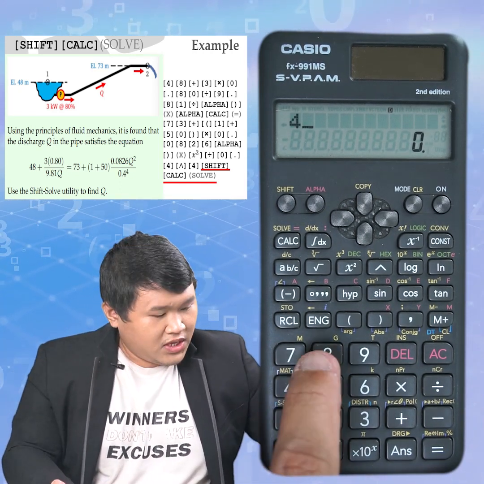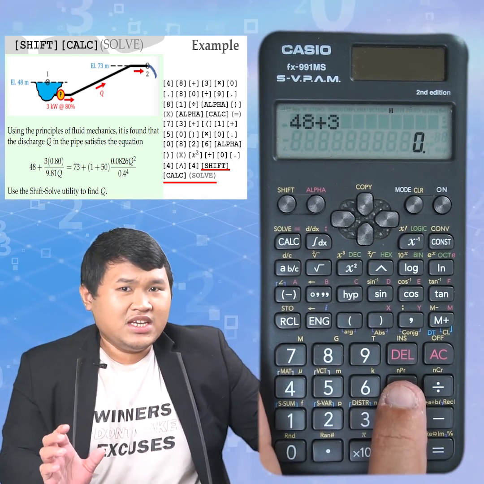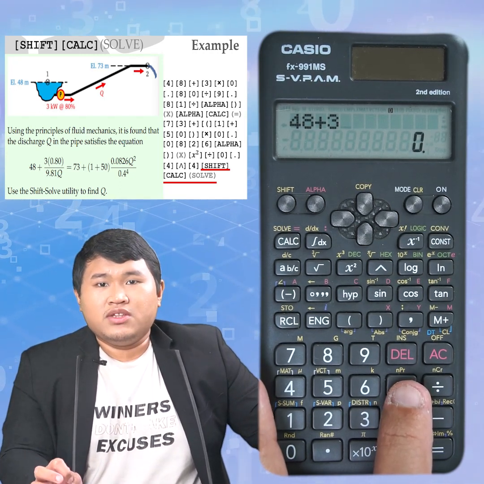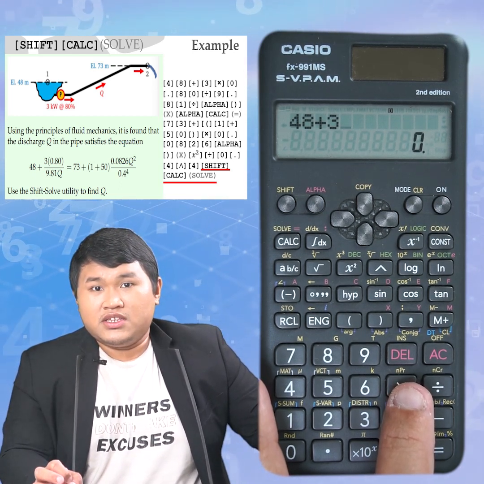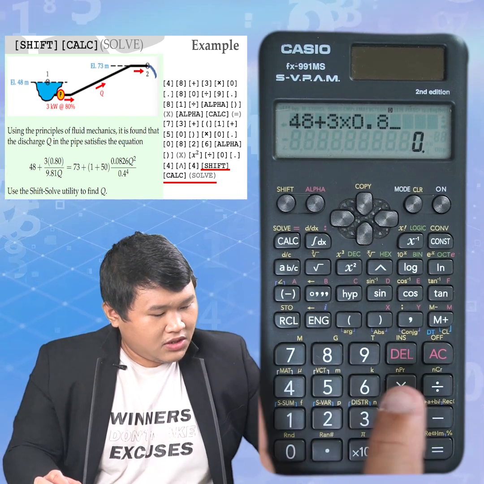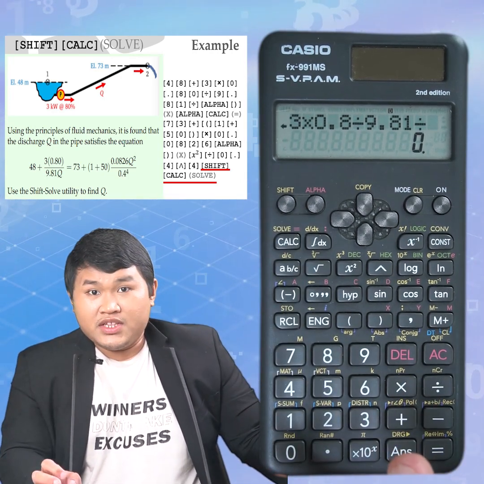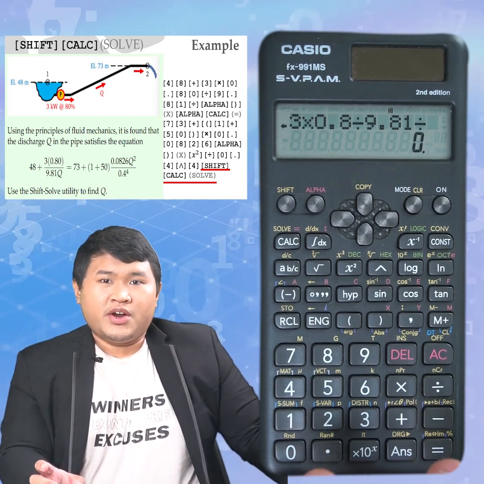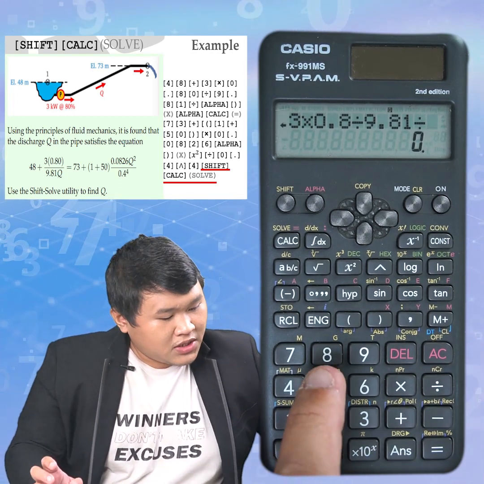So let's have 48 plus 3. Take note that the FX-991MS is a single line input. So in this case, make use of multiplication and division operators as many times as you can and as you wish to make things clear. So times 0.8 divided by 9.81 Q, okay, divided by Q. Take note what we have done here. Because 9.81 and Q are both in the denominator, they are both divided, hence the division symbols on both 9.81 and Q.